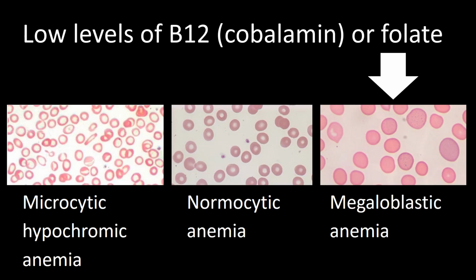One characteristic finding of low B12 and folate is macrocytic anemia. In this frame, you can see 3 blood smears showing the different types of anemia based on red cell size. The arrow indicates megaloblastic anemia. Megaloblastic or macrocytic anemia can occur with low B12 and also with low folate.